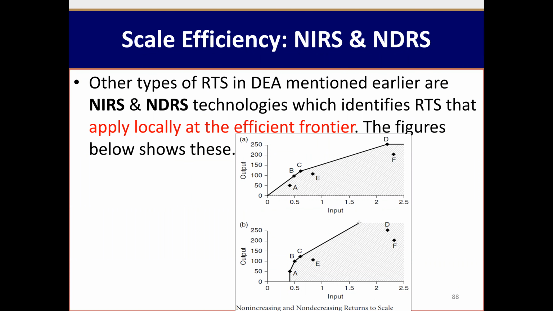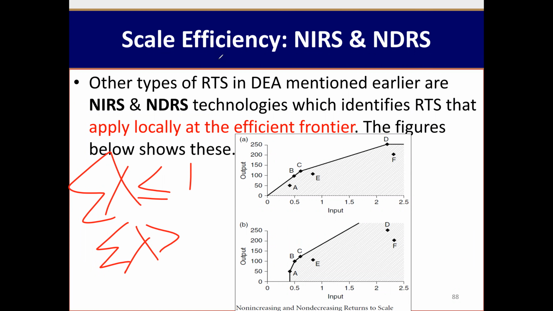And these two help you to determine that particular one. Remember, there are constraints for them. This one is when you have the less than or equal to. The non-increasing returns is when you have the sum of the lambda being less than or equal to 1. And this is where you have the sum of the lambda being greater than or equal to 1. So the first one is non-increasing, and the second one is non-decreasing. This will help you to identify the returns to scale that apply locally at the frontier.